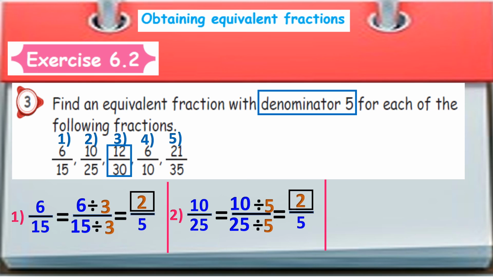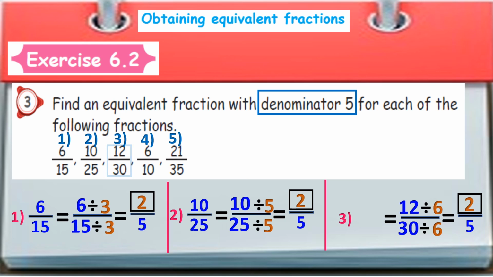Now come to the third one, 12 by 30. Right. So listen carefully. 30 and 5 are connected by the number 6. So here I am going to divide it by 6. So 30 divided by 6 is equal to 5. At the top also, 6 twos are 12. So if I divide it by 6, I will get the answer of 2. Okay. In the first three sums, the answers are the same, isn't it? So 2 by 5. Second sum answer also 2 by 5. Third sum answer also 2 by 5.